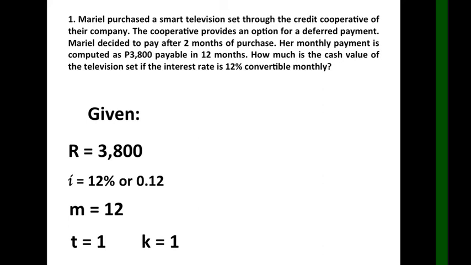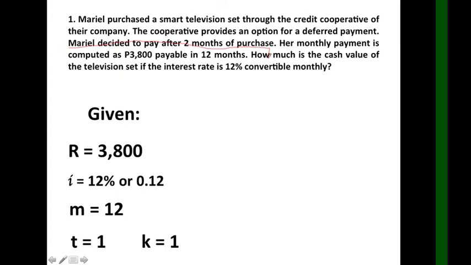Again, paano naging 1? Sabi dito, Marielle decided to pay after 2 months of purchase. Kung babalikan mo yung first video natin, sabi ko doon, mag-start lang siya after ng period na sinabi. So, halimbawa, kung 8 months, after 8 months, doon ko siya babayaran. So, mag-i-start tayo ng 0, magbibilang ka ng 8. So, 0, 1, 2, 3, 4, 5, 6, 7. So, ibig sabihin, the period of deferral natin is 7 months.